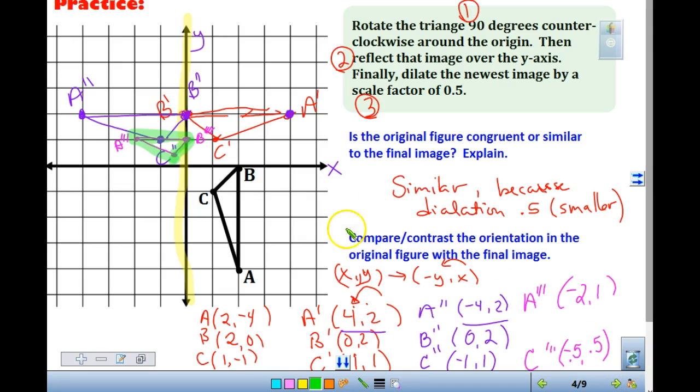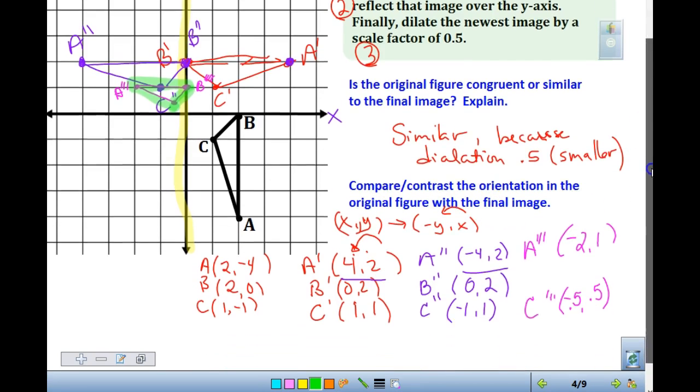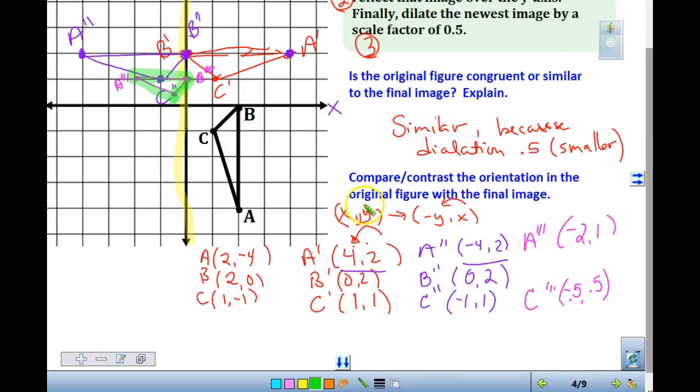So in this last one, it says compare and contrast the orientation. What could we say about our orientation, Chloe, from the original one? I went A, B, C here to A, B, this one on the green, going around. Yeah, this one is going to switch orientation. And the reason it switches is because we did one reflection. So we're looking at that.